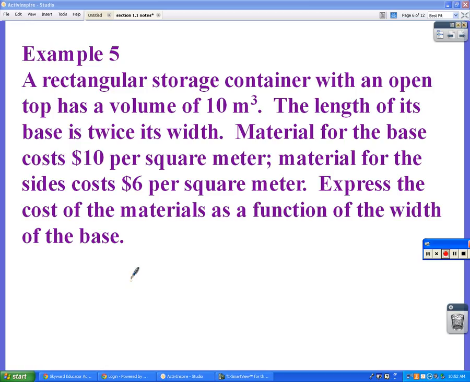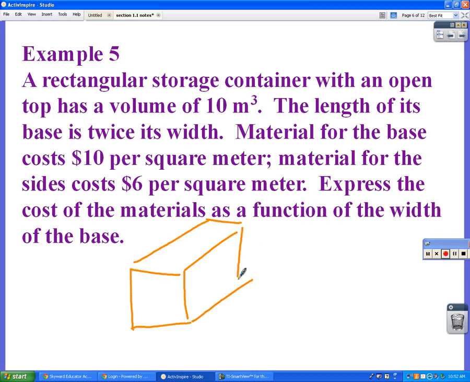Okay, so here is our open-topped container. The first thing you're going to do is draw a picture. Beautiful. Isn't that pretty? You know why I'm a math teacher, not an artist.